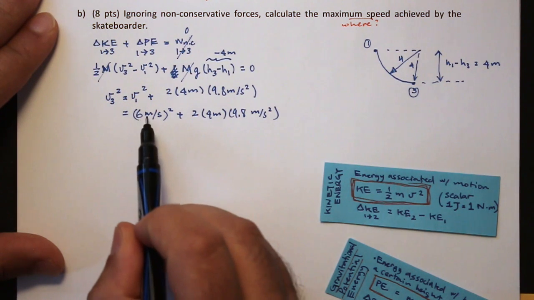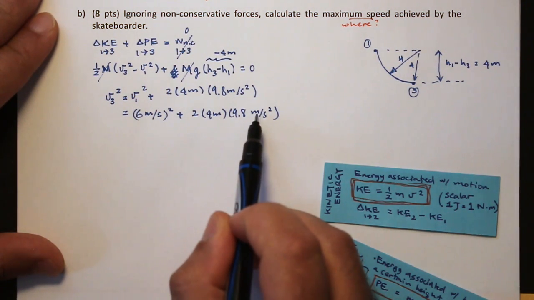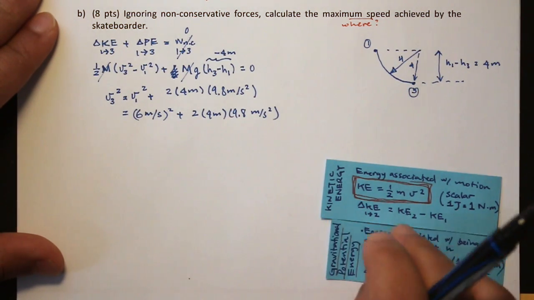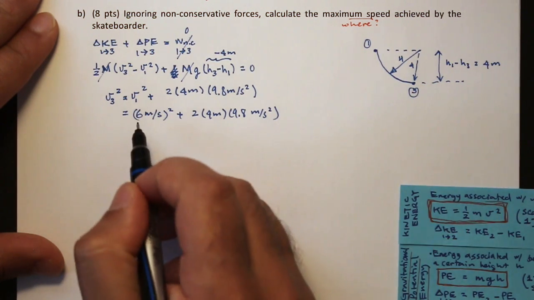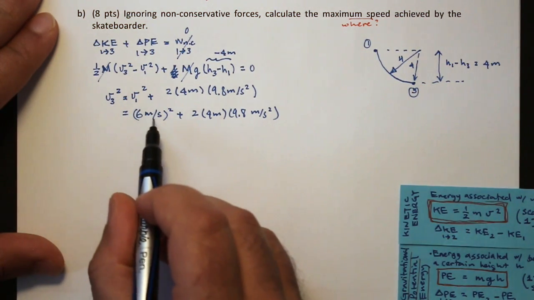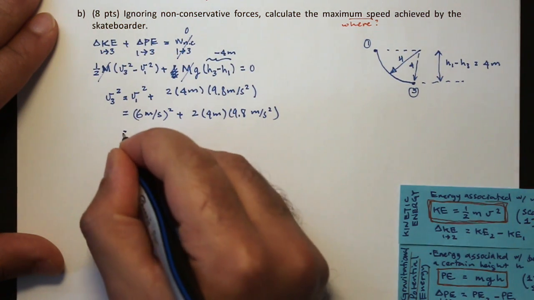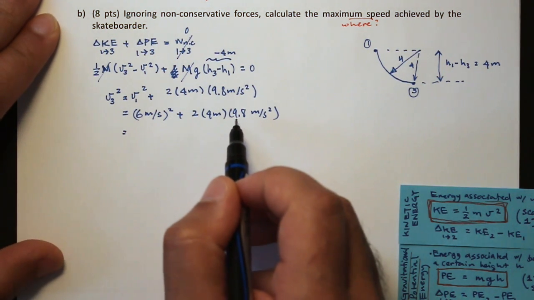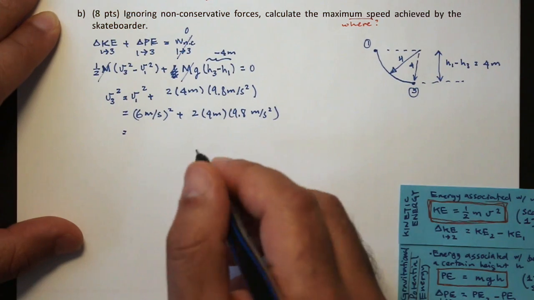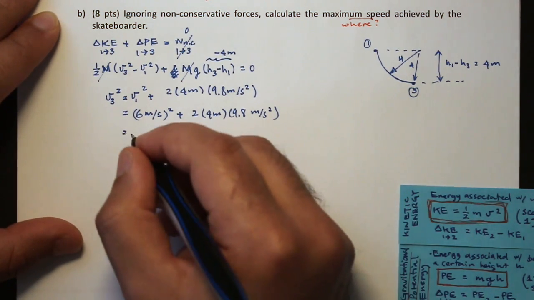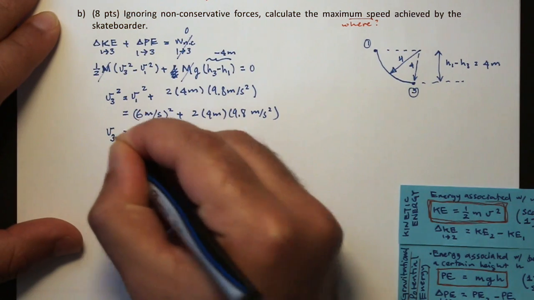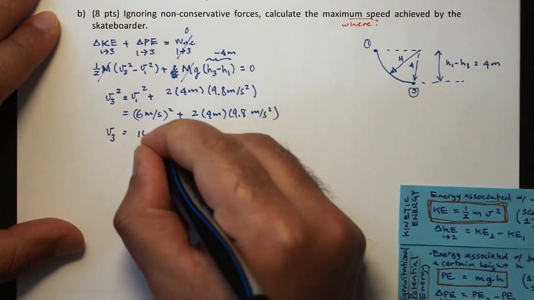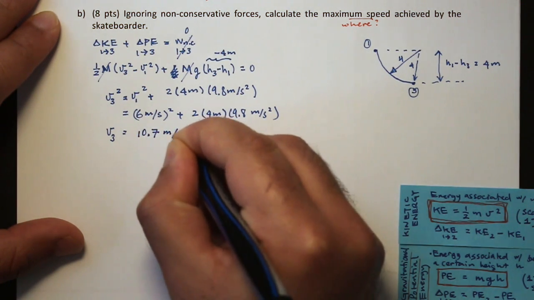And let's check the units. That's meter squared over second squared. That's meter times meter, meter squared over second squared. So I can add these, and that'll be okay. And then when I take the square root, it'll be meters per second again. So this is equal to 36, and this is 8 times 9.8. So that means that v3, if I work it out, will turn out to be 10.7 meters per second.